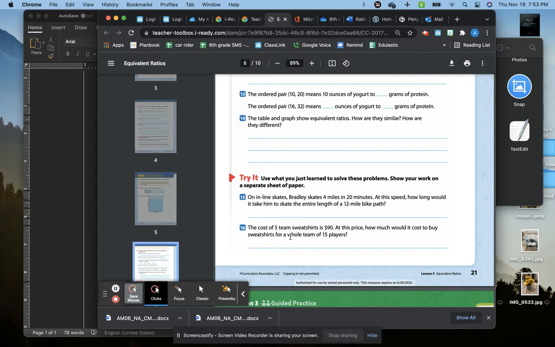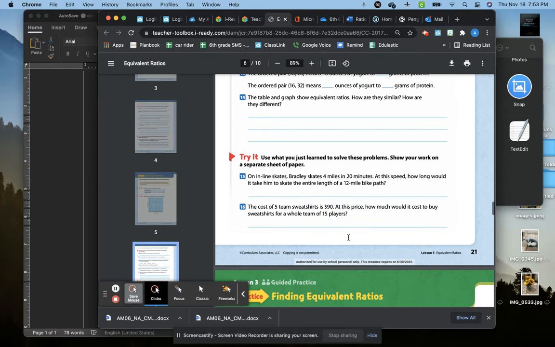So find your unit rate first. You have your ratio of 20 to 4 because it's asking how long would it take him to go 12 miles. So you're going to do minutes to miles. So 20 divided by 4 gives you your unit rate, and then take that unit rate and multiply it by 12. Same thing down here, but remember, your price always has to go first when you divide. So this one would be 90 divided by 5.